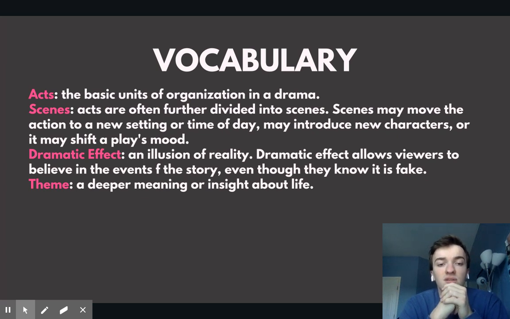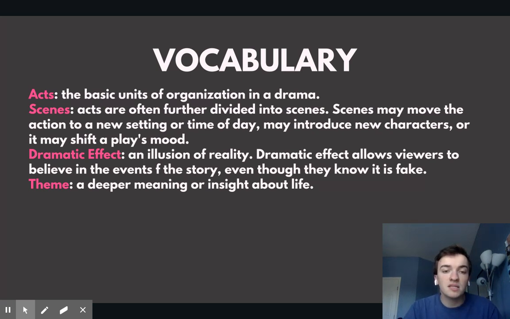So, dramatic effect is the illusion of reality. Dramatic effect allows viewers to believe in the events of the story even though they know it is fake. So, a play, a musical, tries to have this dramatic effect that when you go see it, it seems to be real. That at least for the 2+ hours you were sitting in your seat in that theater, you believe that what you were seeing is this reality, the story they are telling.